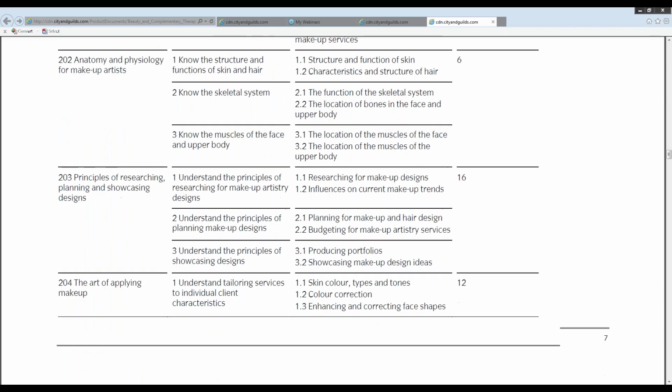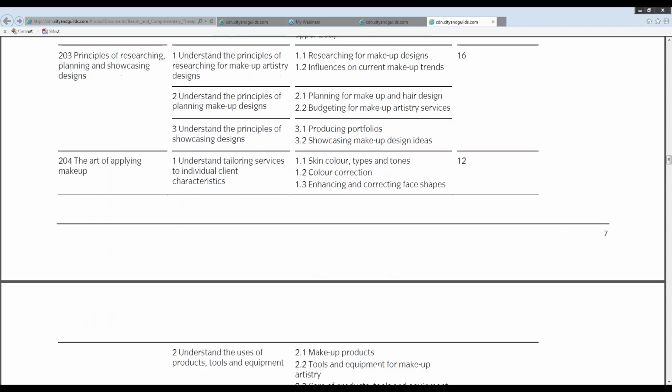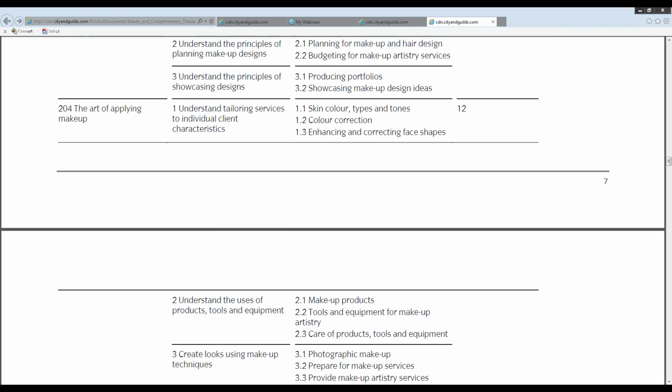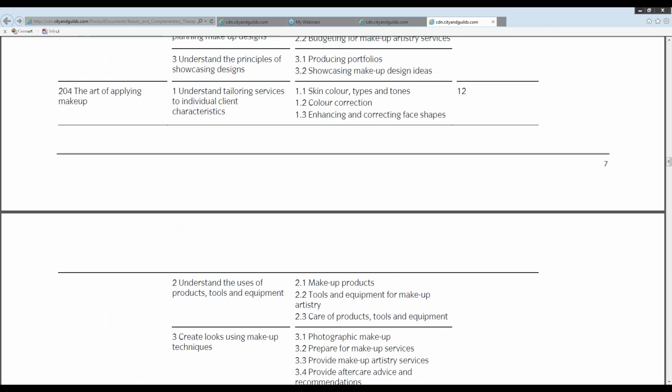Then the art of applying makeup, again, critical knowledge here, 12 marks will be allocated to this area. They have to know the critical knowledge around skin colour and types and tones. You know, neutralising colour correction, neutralising out those skin tones. If somebody's got a very, very pink skin or sallow skin, what will neutralise it out? Enhancing and correcting the face shapes.